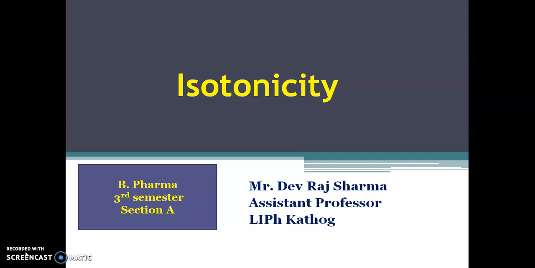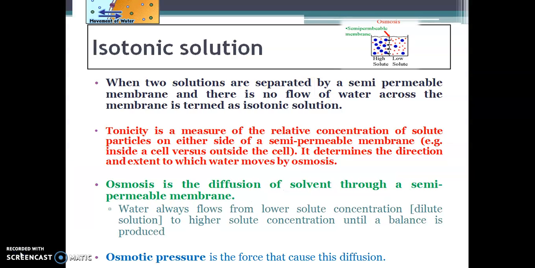Iso means same, and tonicity is the concentration of only the solute that cannot cross the membrane. Since these solutes exert an osmotic pressure on the membrane, it is known as the tonicity of the solution. Now next is the isotonic solution.